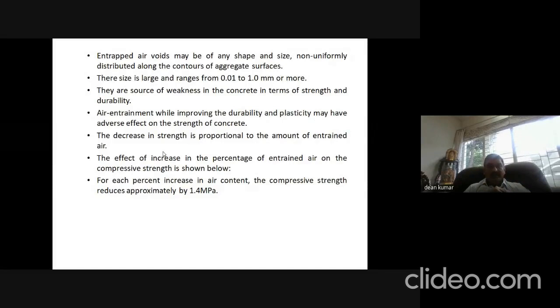Air entraining admixture, air entrainment, while improving the durability and plasticity, may have an adverse effect on the strength of the concrete. The decrease in strength is proportional to the amount of entrained air. Very important. So, how much air is entrained, we have to see. The effect of increase in the percentage of entrained air on the compressive strength is shown below.